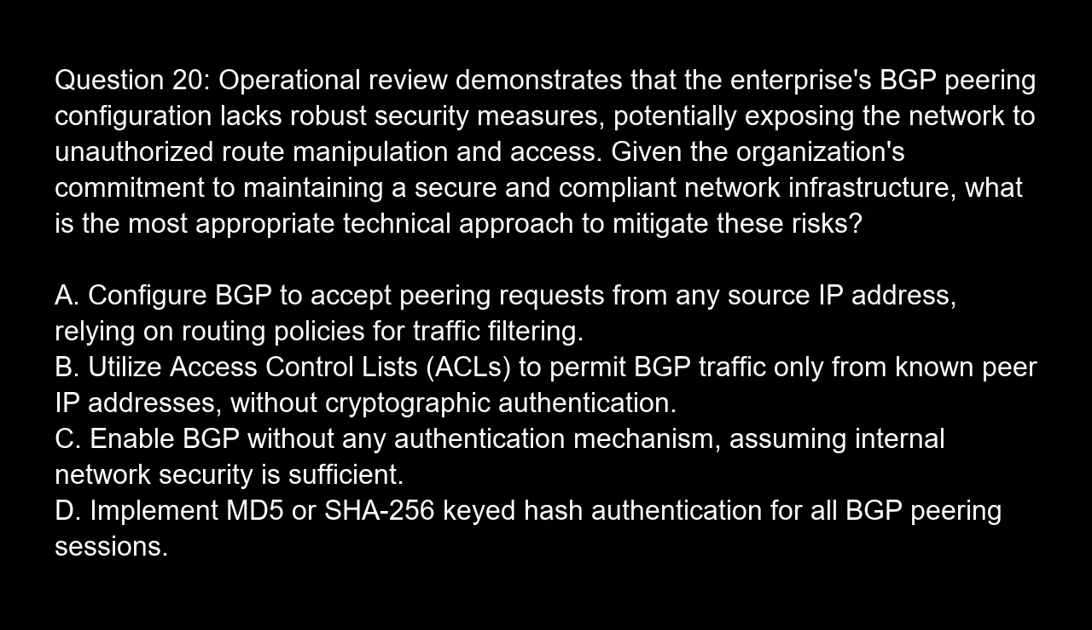Question 20. Operational review demonstrates that the enterprise's BGP peering configuration lacks robust security measures, potentially exposing the network to unauthorized route manipulation and access. Given the organization's commitment to maintaining a secure and compliant network infrastructure, what is the most appropriate technical approach to mitigate these risks?